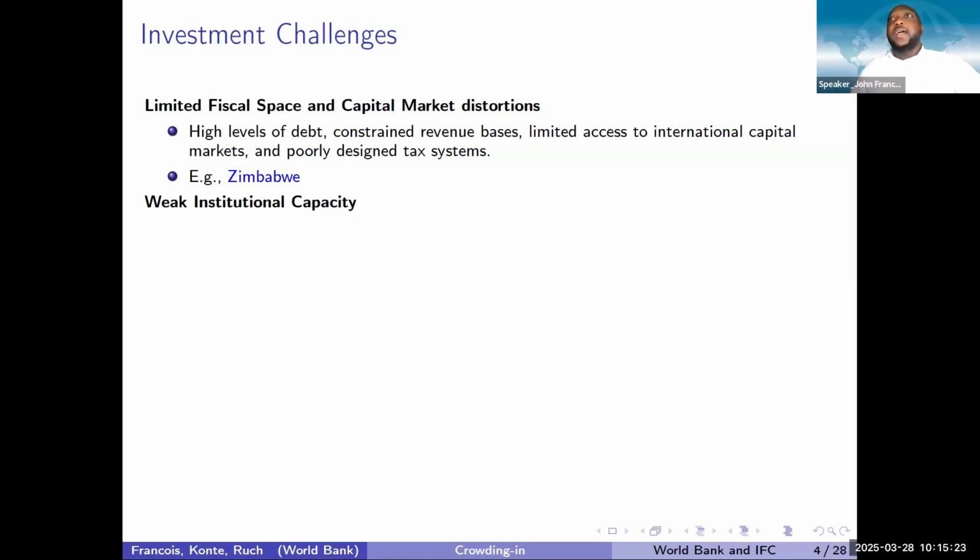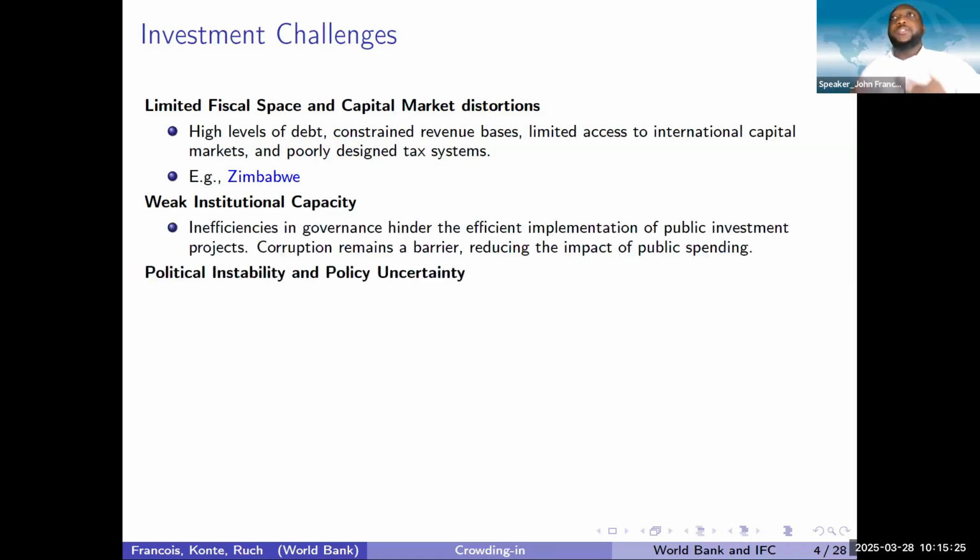And of course, a standard story that we always know is weak institutional capacity, right? Inefficiencies in governance hinder the efficient implementation of public investment projects. And we know that things like government effectiveness, corruption, bureaucratic rules, bureaucratic measures, or weak regulatory measures sometimes create a barrier, reducing the impact of public spending.